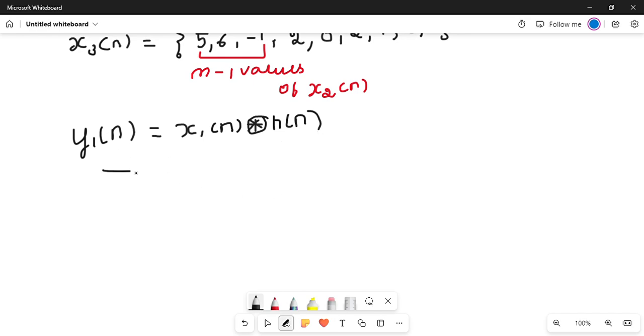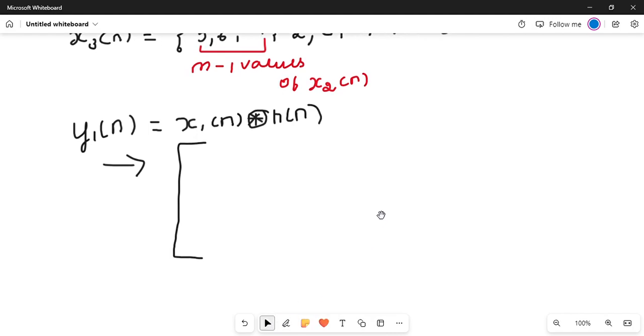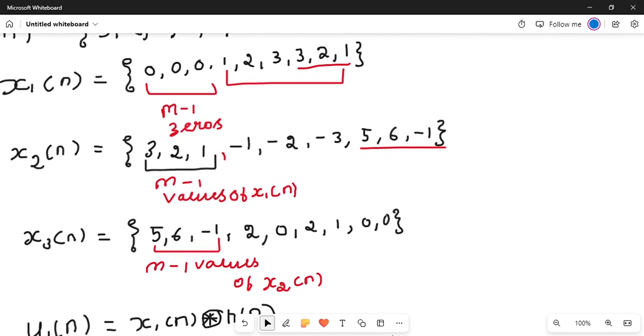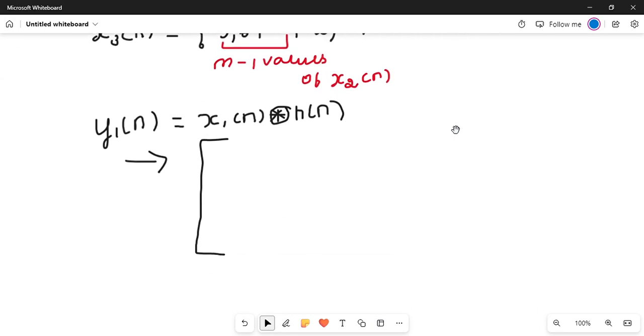So then next, what is supposed to be done? Let me write my x1 of n. My x1 of n is stating that, okay, I'll just tell you this process once again so that we will understand in a better manner. So if I go to x1 of n, my x1 of n is 0, 0, 0, 1, 2, 3, 3, 2, 1.